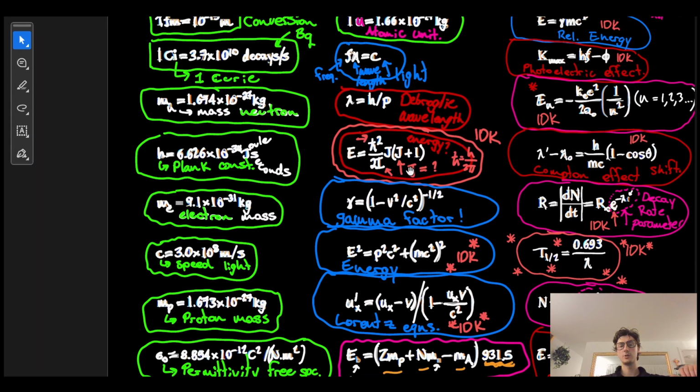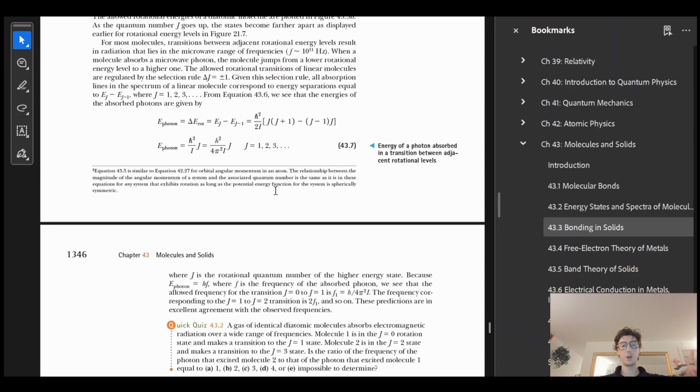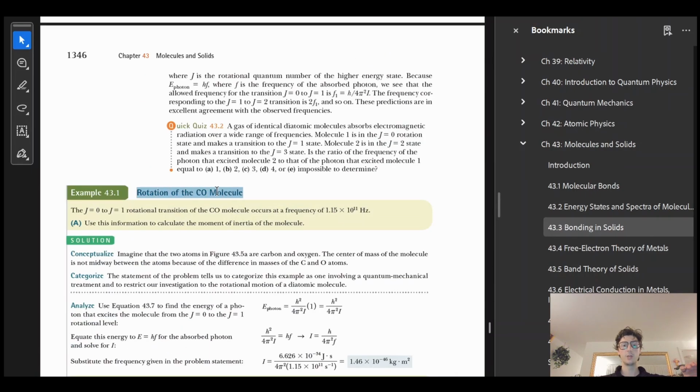So this is the rotational energy of a diatomic molecule. Make sure you know what I is. Make sure you know what H bar squared is, and you should be chilling. But if you don't feel like you're chilling: rotation of a CO molecule, the J equals 0 to J equals 1 rotational transition of CO, which is carbon bonded with oxygen, occurs at a frequency of blank. Use this information to calculate the moment of inertia.